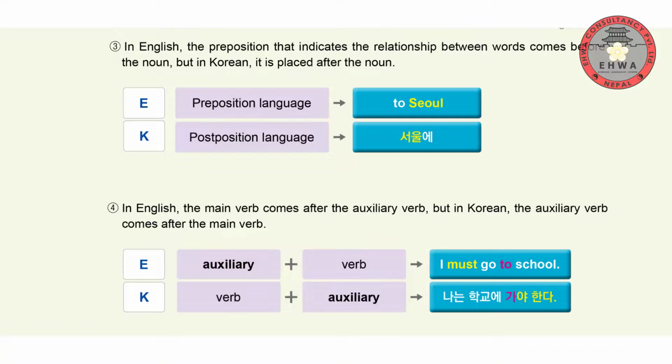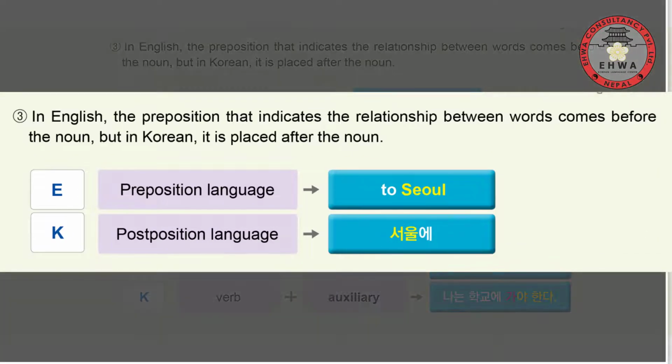Number 3. We already said that word order in sentences is different between English and Korean, so let's get a bit more specific. In English, we can say, let's go to the store, with to coming first and the store coming after. However, in Korean, that order is switched. It's like saying the store to in English.